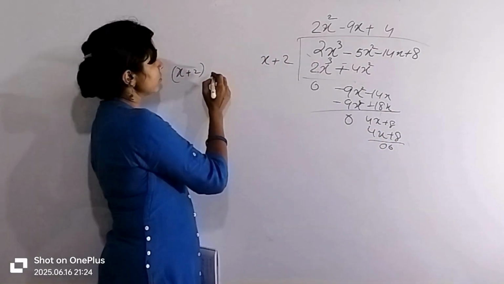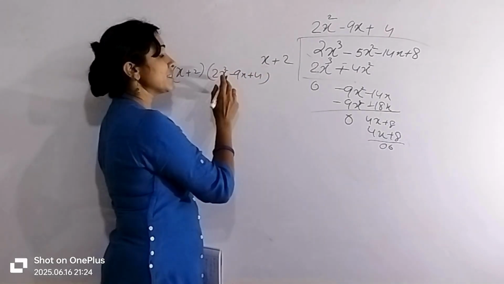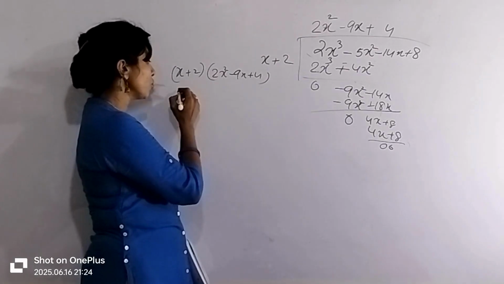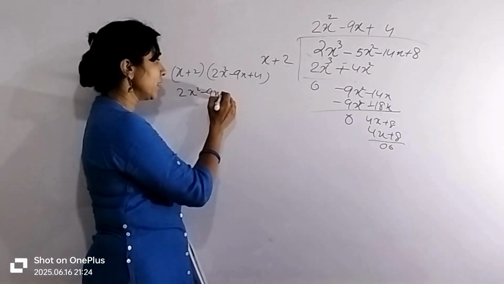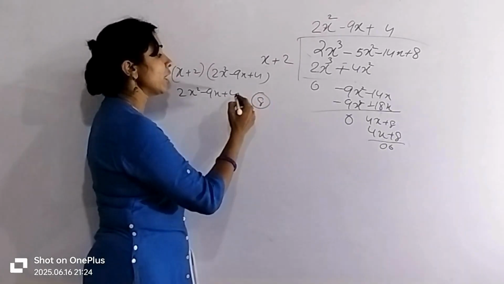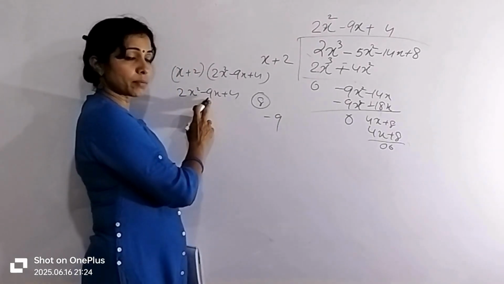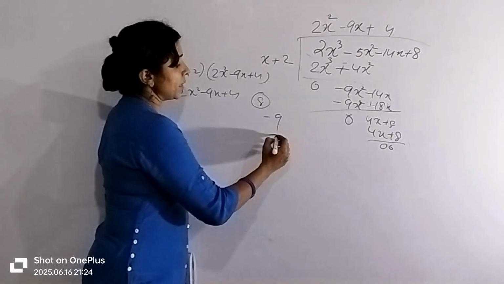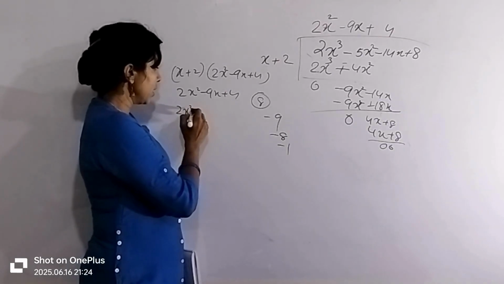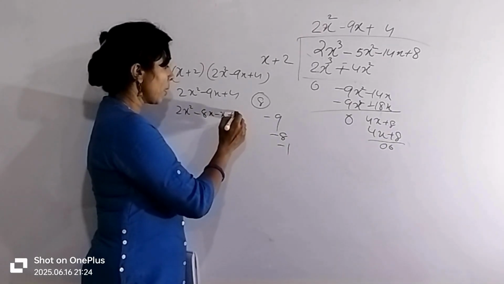The other factor is 2x square minus 9x plus 4. This is a quadratic polynomial. We know how to factorize it. For factorizing it, again we are using the method: 2 into 4 is 8. By multiplying we have to get 8, and by adding we have to get minus 9. Here minus 9 is the sum. So I'm putting the two numbers minus 8 and minus 1. So here 2x square, this minus 9x, I am splitting like this: minus 8x minus x plus 4.